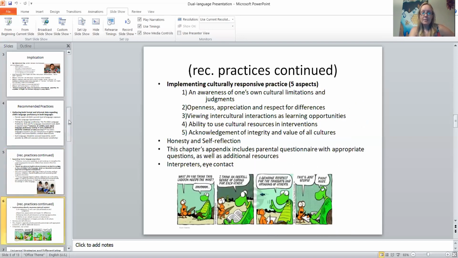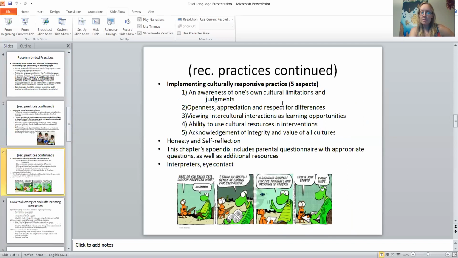Another recommended practice that they mention is implementing culturally responsive practices. They mention 5 aspects of that. The first one being an awareness of one's own cultural limitations and judgments. This is huge. There's so many websites and books that teachers can go to where we can find out what our own biases are that we all have, learn our different limitations, and just have that as an awareness as you're going forward. The second one they mention is openness, appreciation, and respect for differences.